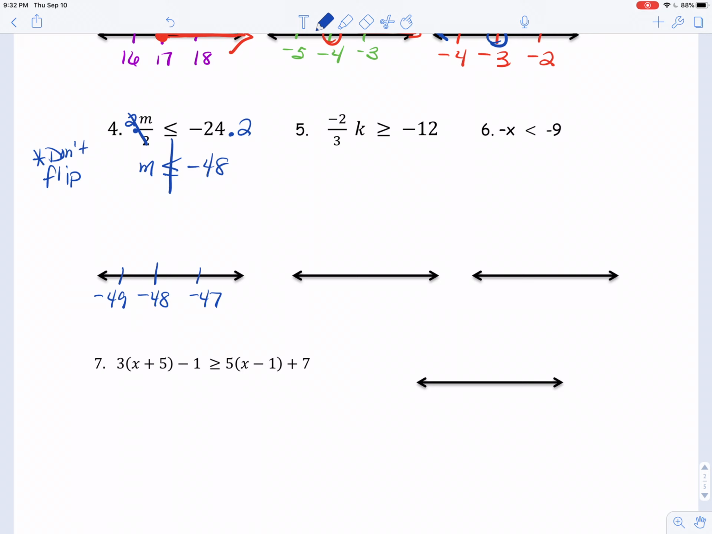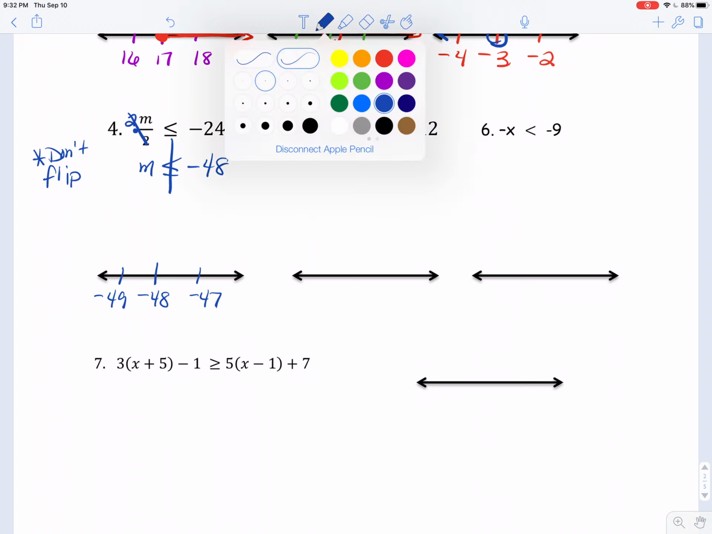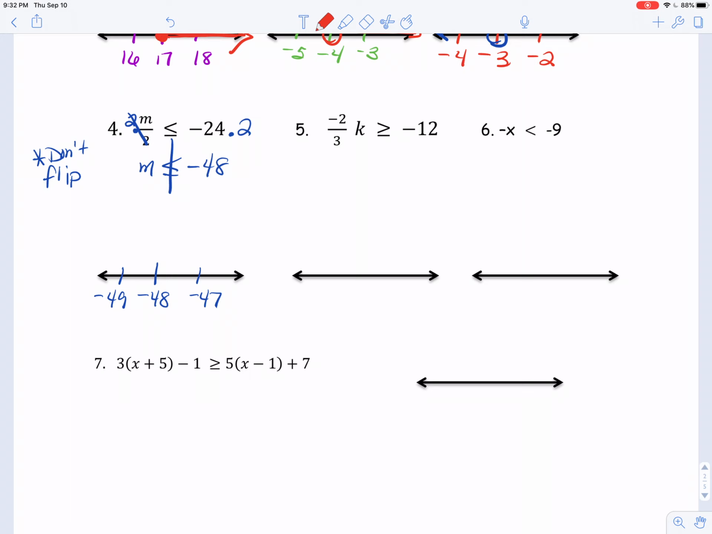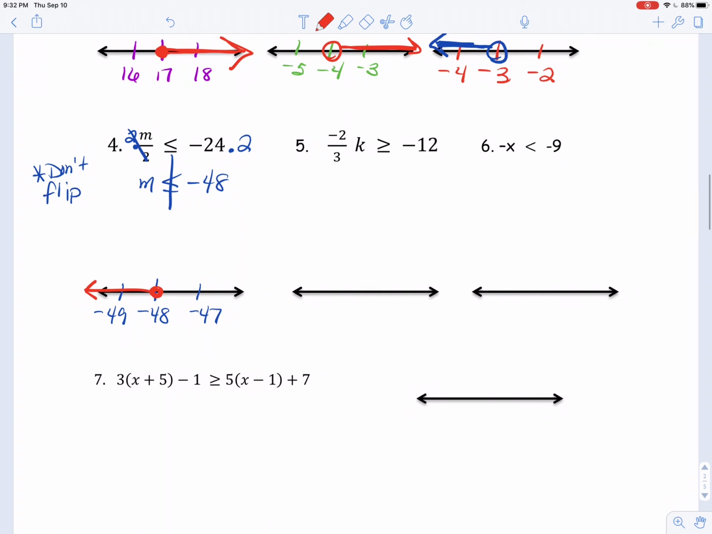Okay, so negative 48 has equality shown. So we're going to do a closed circle, and we want where m is less than. So less than to the left. So there is your graph.